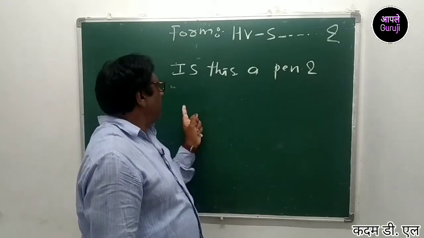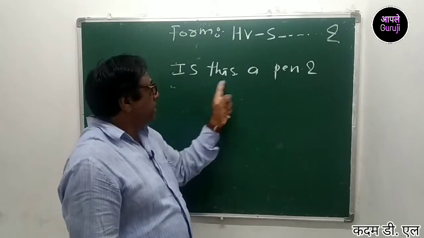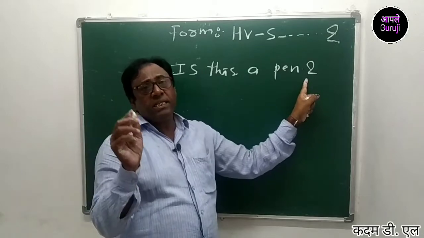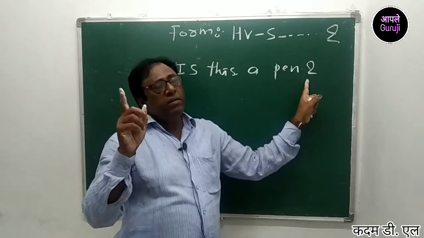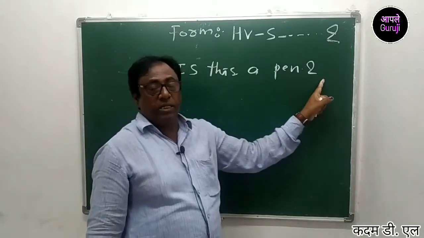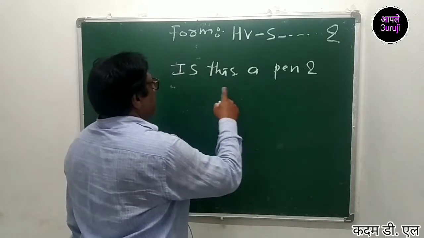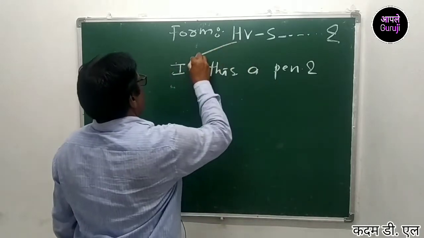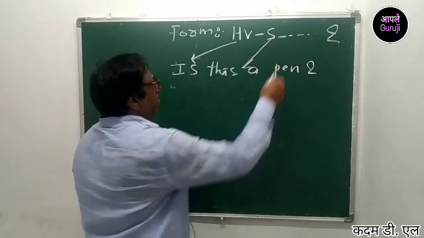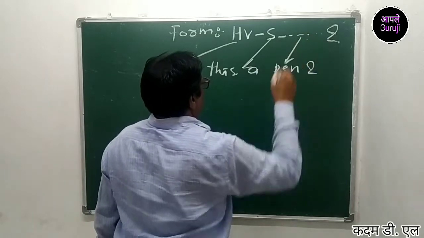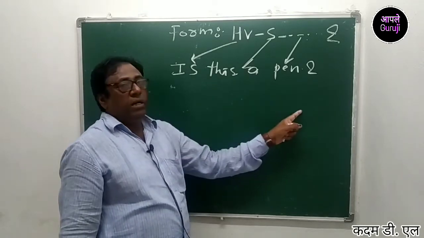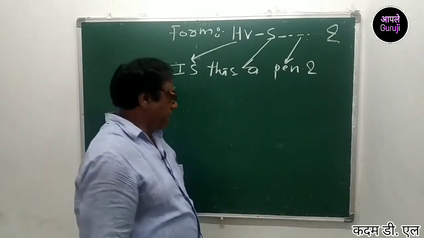The teacher will ask the student, is this a pen? If it is a pen, the student will say yes sir. If it is not a pen, he will say no sir. This is called a yes or no type of question. Is this a pen? Here HV is 'is', then 'this' is the subject, then the object. Is this a pen? Yes sir, this is a pen. No sir, this is not a pen.